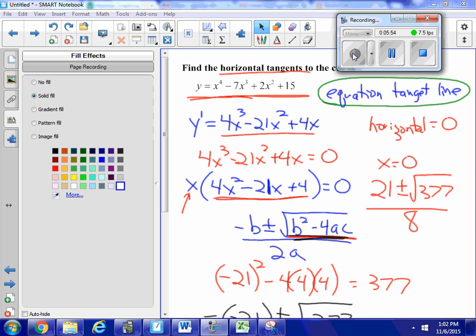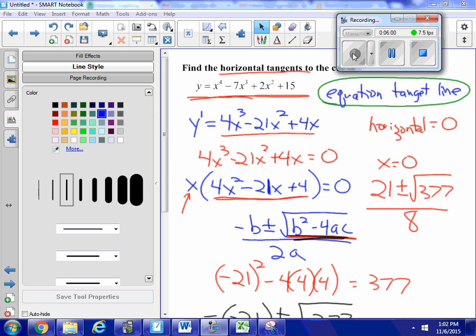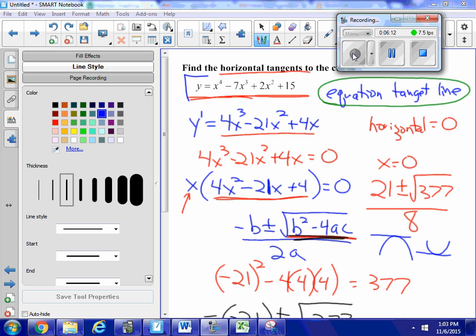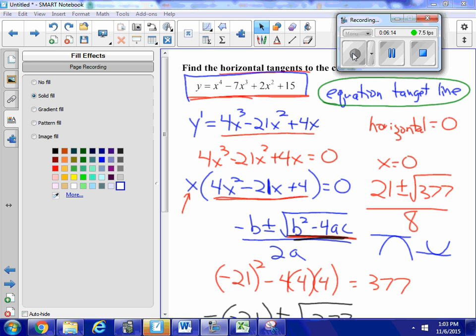Where I have a horizontal tangent line, I will have either a local minimum or a local maximum. My curve is either going to go like that, so I have a horizontal tangent line, or it's going to go like that, so I have a horizontal tangent line. So I need to look for minimums and maximums in the graph of my original function here.